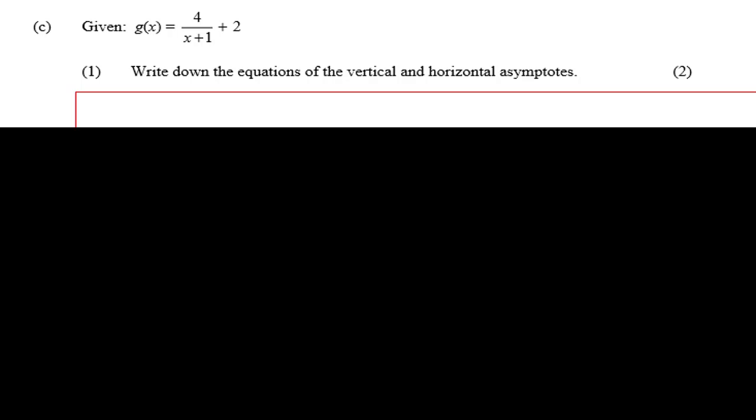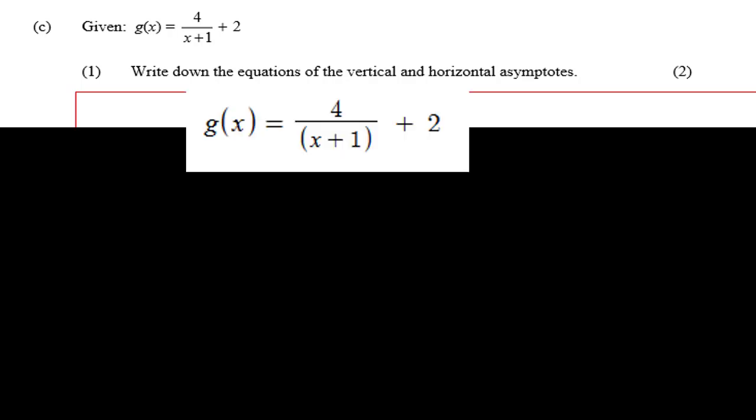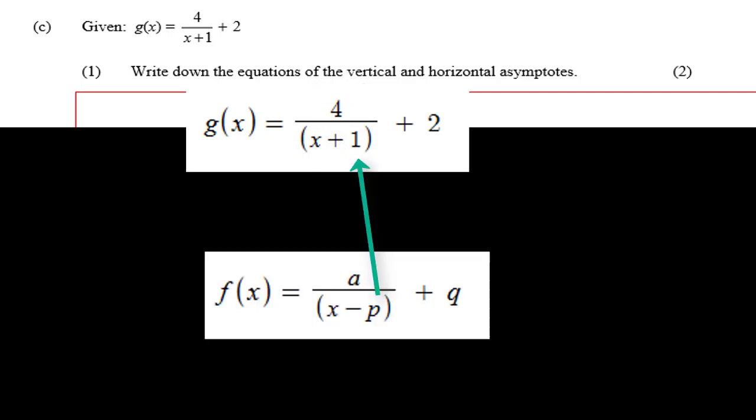First, we identify that the equation has a hyperbola of the form g of x equals 4 over x plus 1 plus 2. Now we can see this is a hyperbola because there's no x's in the numerator. Right, now the hyperbola has the general form f of x equals a over x minus p plus q, where p is the vertical asymptote and q is the horizontal asymptote.